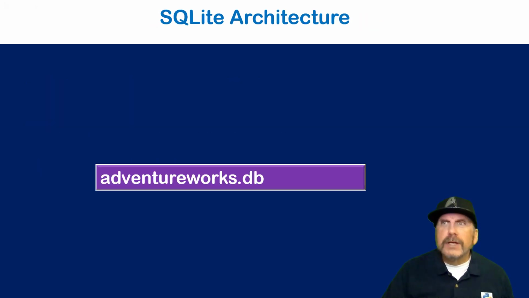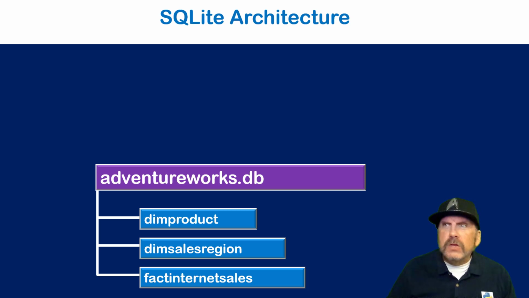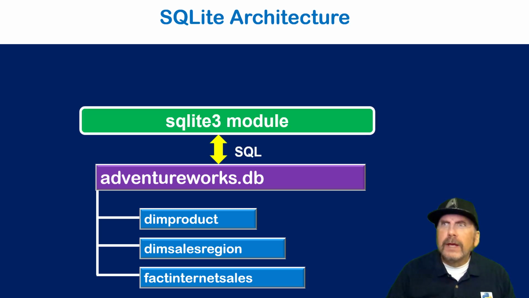So the SQLite architecture starts in a very simple place with a file. SQLite just stores all of its tables, views, and objects in a simple flat file. And it's very similar in that way to, say, Microsoft Access, which does the same thing, except it's only got database objects. It doesn't have all the other stuff that Access stores, like forms, etc. So in that file, you would store your tables as shown here. And the way you get in and write and read to it is with just the SQLite 3 module.